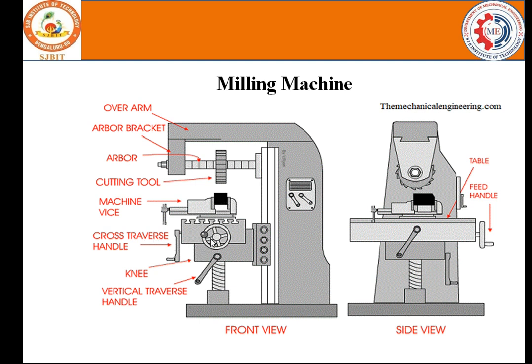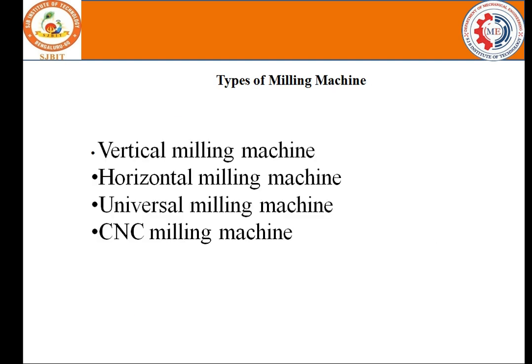So there will be a cross traverse handle. There will be a knee. There will be a vertical traverse handle. There will be a table. There will be a feed handle. So this is the front and top view of the milling machine, and the front and side view of the milling machine.